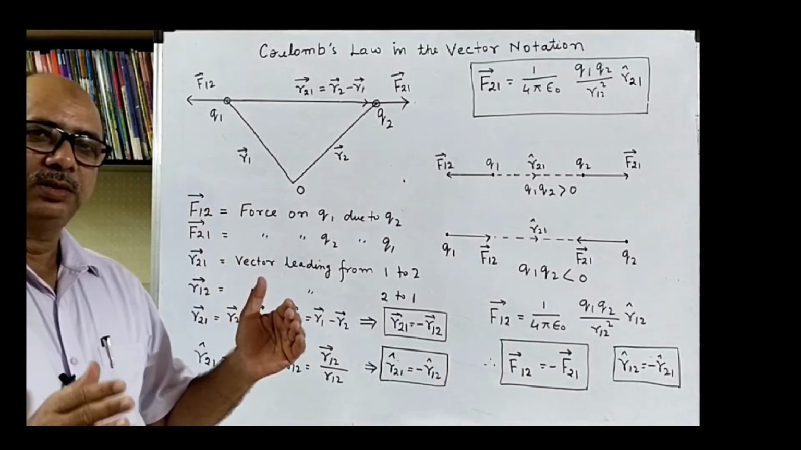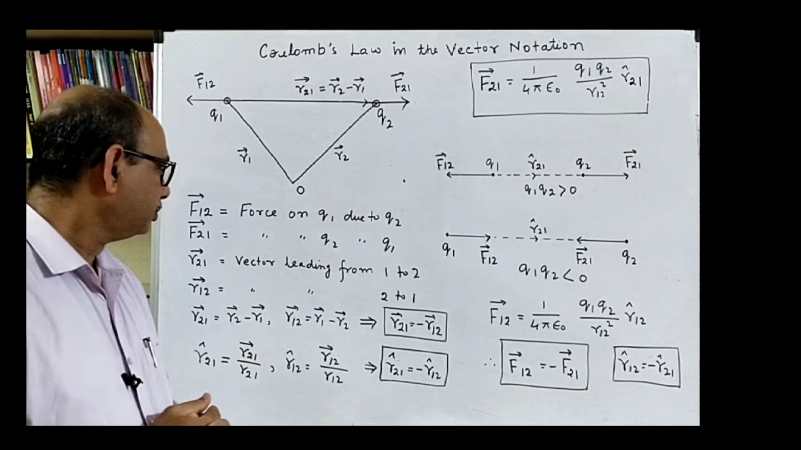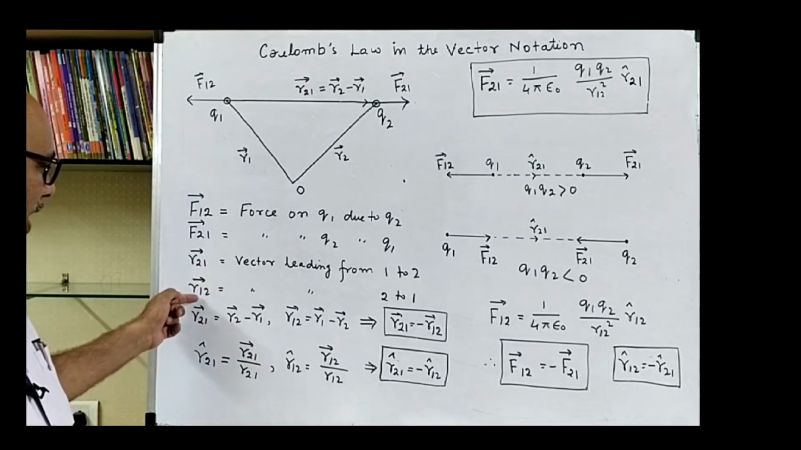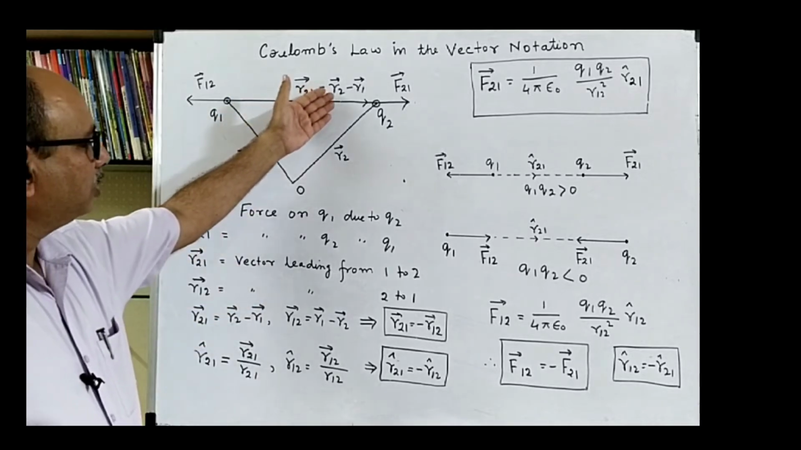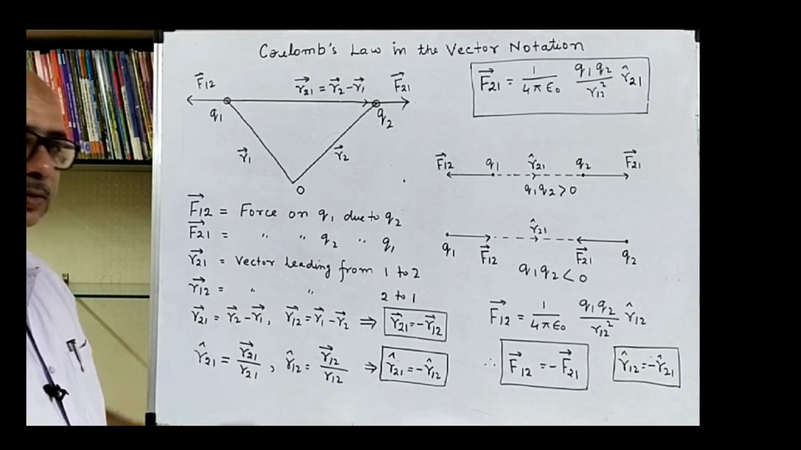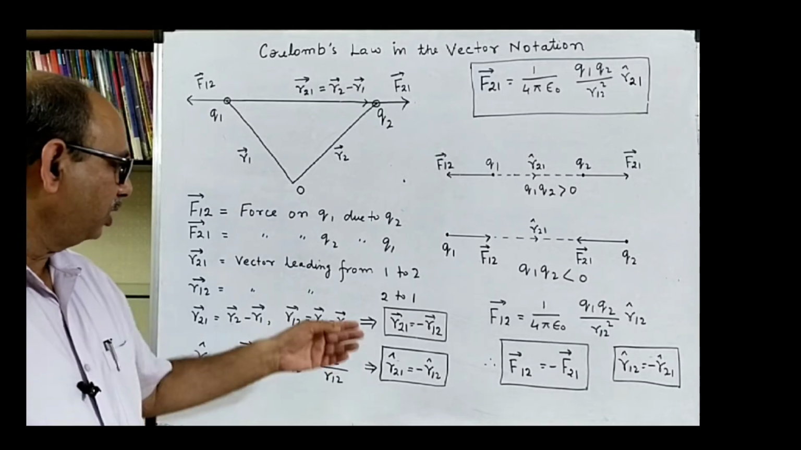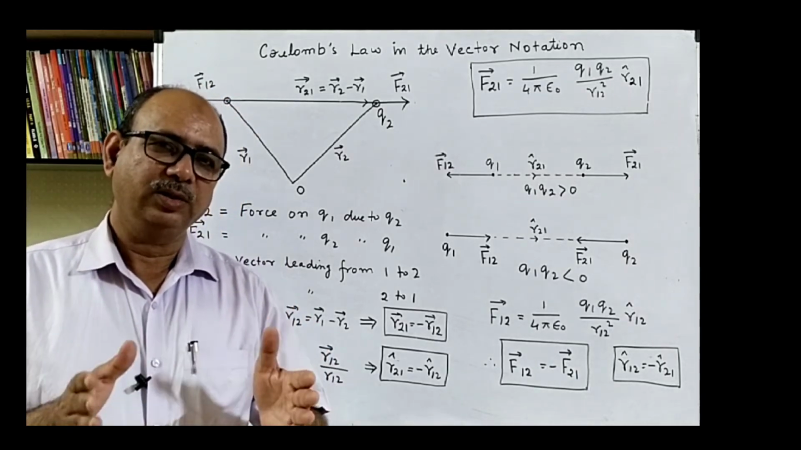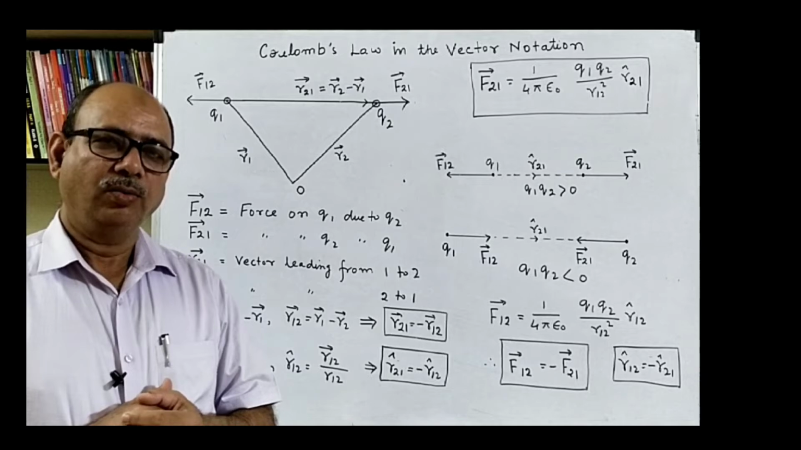Here force is expressed with notations showing cause and its effect. R21 is the vector leading from 1 to 2 and R12 is the vector leading from 2 to 1. That means R21 is expressed as the final position minus the initial position, that is R2 minus R1. R12 will be expressed as the final position R1 minus the vector specifying the initial position, that is R2. R12 and R21 both have the same magnitude, but their directions are opposite to each other. That means we can write R21 equal to minus R12.